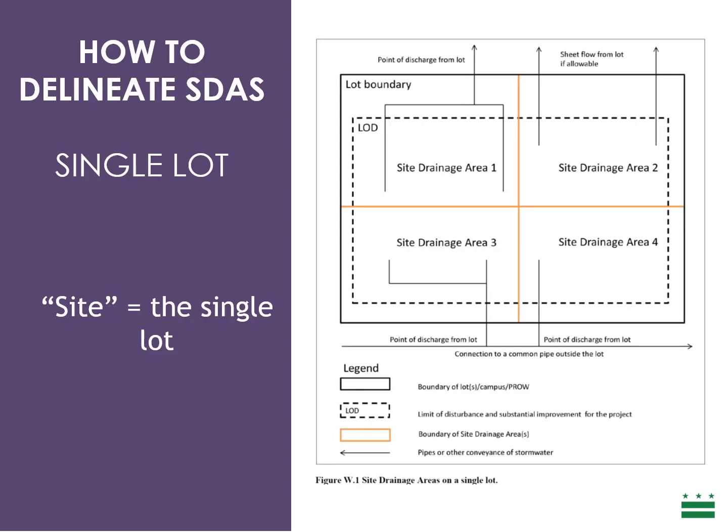Next, we pulled out some examples from the Stormwater Guidebook. This is in Appendix W if you want more examples. Site drainage areas tend to be commonly misunderstood, so we wanted to review this topic. What is shown here is a project outlined with the LOD. This is the dotted line here.